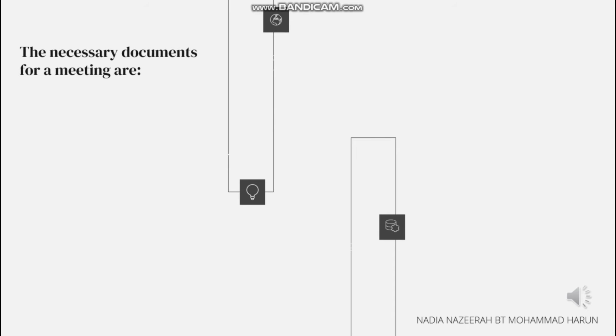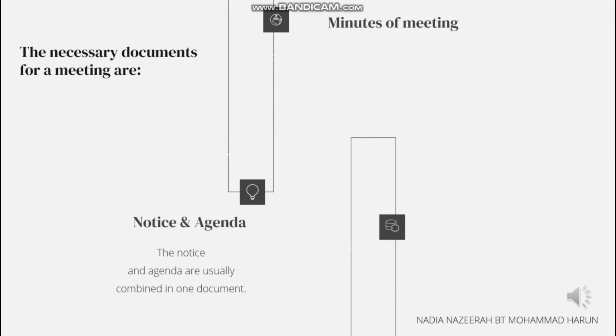The notice and agenda are usually combined in one document. Second, we have minutes of meeting. Minutes are a written record of what took place at the meeting.